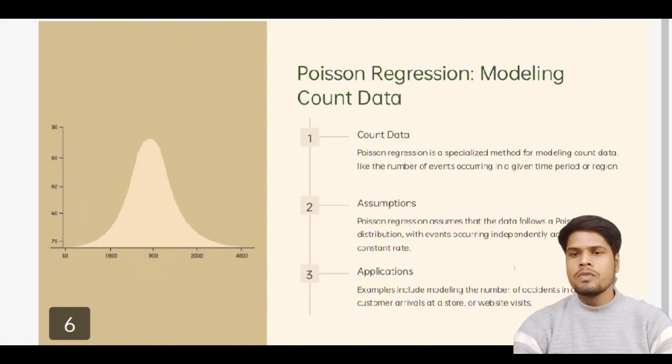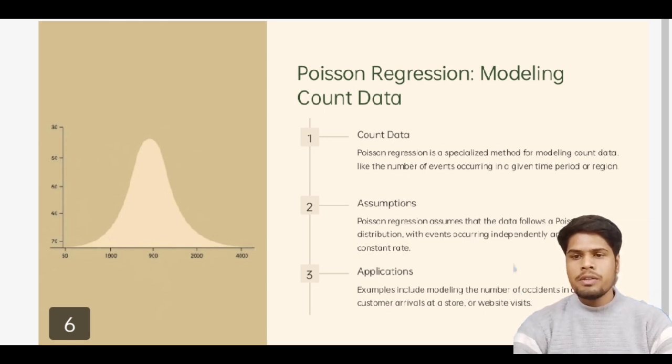Poisson regression. Poisson regression is a part of regression, for modeling count data. First count data, second assumptions, and third applications. Count data: Poisson regression is a specialized method for modeling count data, like the number of events occurring in a given time period or region.